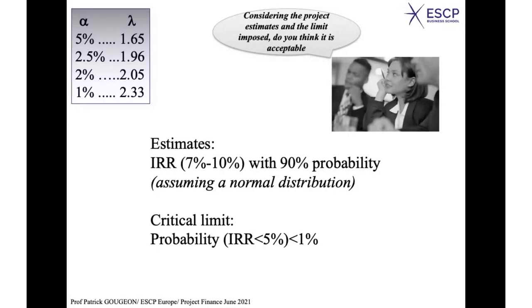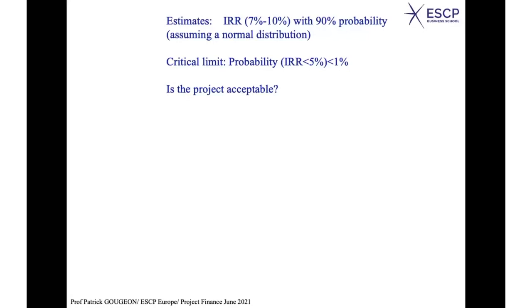Okay, so here we are. We know the range of value between 7 and 10% with a 90% probability. And our critical limit is 5%. And the probability of getting less than this should not be higher than 1%. So, is the project acceptable? Okay, how can we do this?